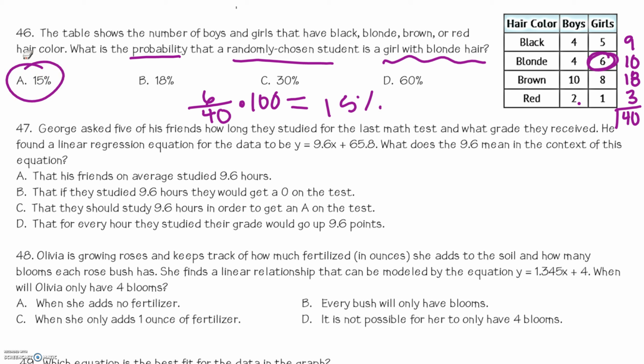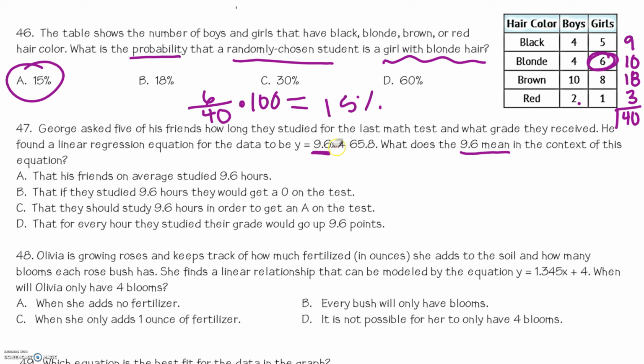All right, number 47. George asked 5 of his friends how long they studied for the last math test and what grade they received. He found a linear regression equation for the data to be y equals 9.6x plus 65.8. What does the 9.6 mean in the context of the problem? All right, so it's how long they studied and the grade they made on their math test. So x is what's changing. The time is what determines the grade, right? So x is what you're changing.